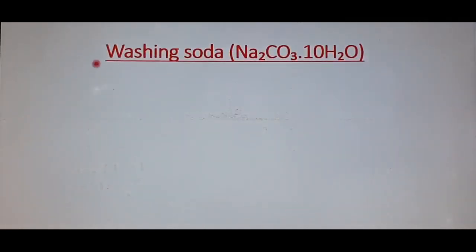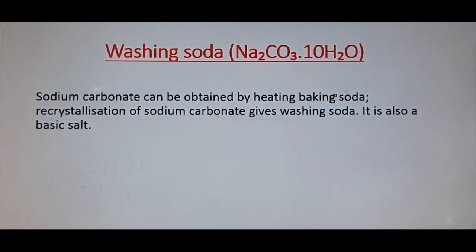Now let's move towards washing soda and its chemical formula. For all of these substances, you have to remember the chemical formulas also. The chemical formula of washing soda is Na2CO3 dot 10 H2O, that is, 10 molecules of water. So I can pronounce it like that: sodium carbonate. This 10 means deca, water means hydrate. So sodium carbonate decahydrate.